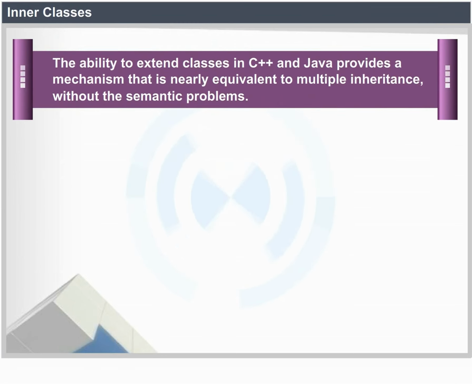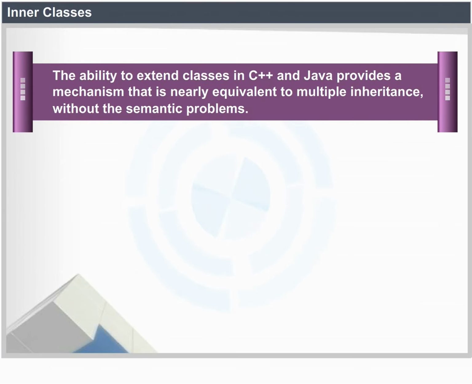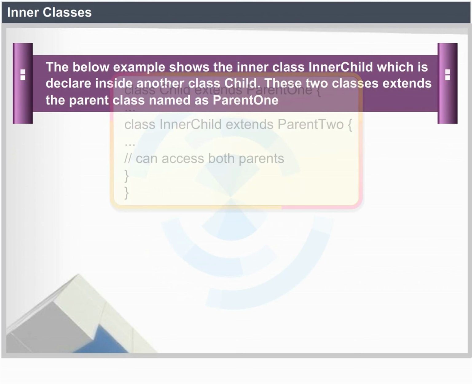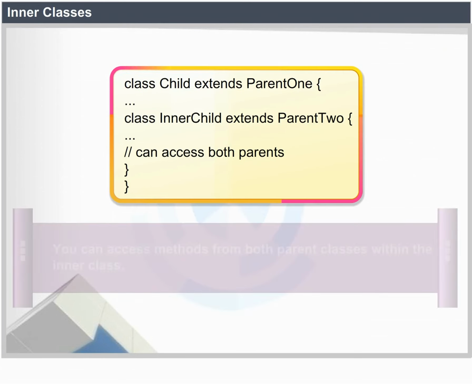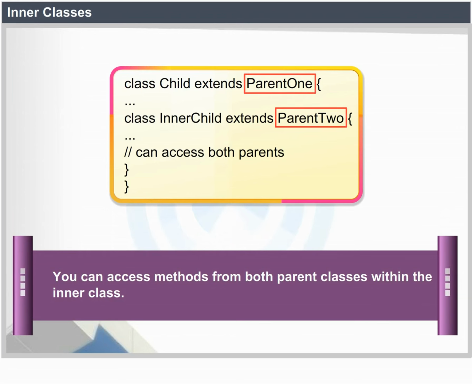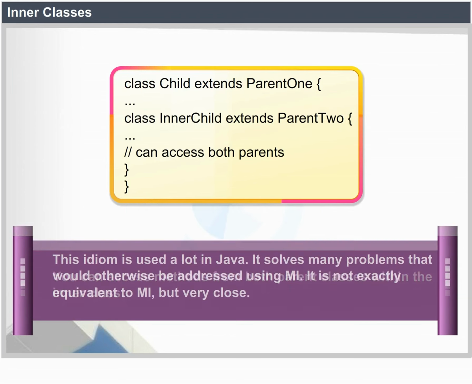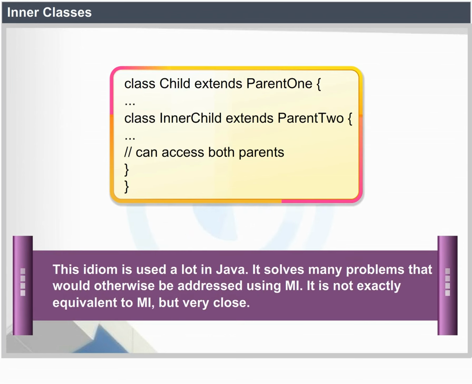Inner classes. The ability to extend classes in C++ and Java provides a mechanism that is nearly equivalent to multiple inheritance without the semantic problems. The example below shows the inner class InnerChild, which is declared inside another class Child. These two classes extend the parent class named Parent1. You can access methods from both parent classes within the inner class. This idiom is used a lot in Java. It solves many problems that would otherwise be addressed using multiple inheritance. It is not exactly equivalent to multiple inheritance, but very close.